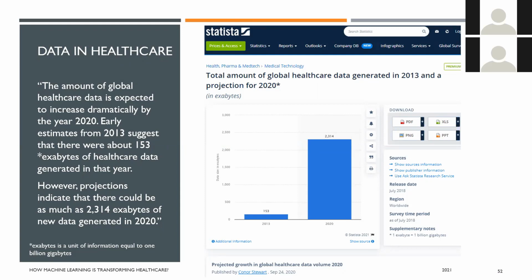However, projections indicate that there could be as much as 2,314 exabytes of new data generated in 2020, which is a huge difference from the estimated growth. Partly this is due to COVID-19, but now we cannot expect to go back to previous numbers. Most probably the numbers will increase exponentially.